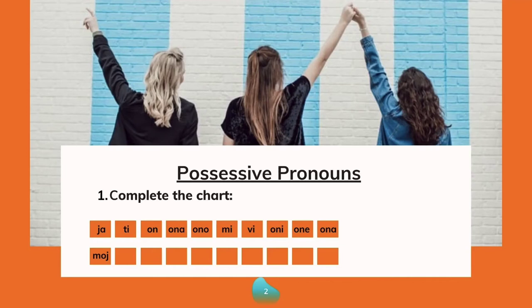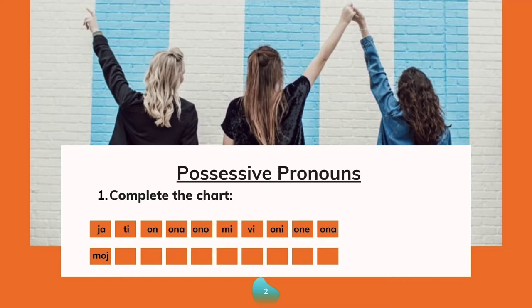Hello, I'm Ivana, and now let's take a look at the possessive pronouns in Serbian language. Possessive pronouns are in English my, your, his, and so on.